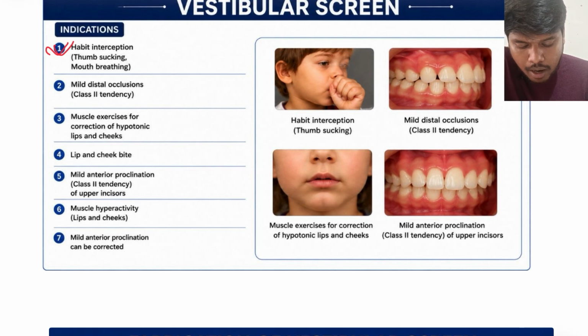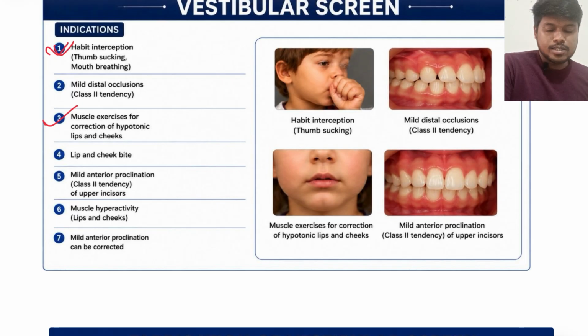Muscle exercise for correction of hypotonic lips. Suppose you have weaker muscles of the lips, or hypotonic lips. Hypotonic means weak lips, so your muscles are very weak, and your teeth will have a tendency to move forward. So we'll give a vestibular screen, and the patient will try to close the lips and make them competent. That force will help us to exercise and strengthen the muscles.